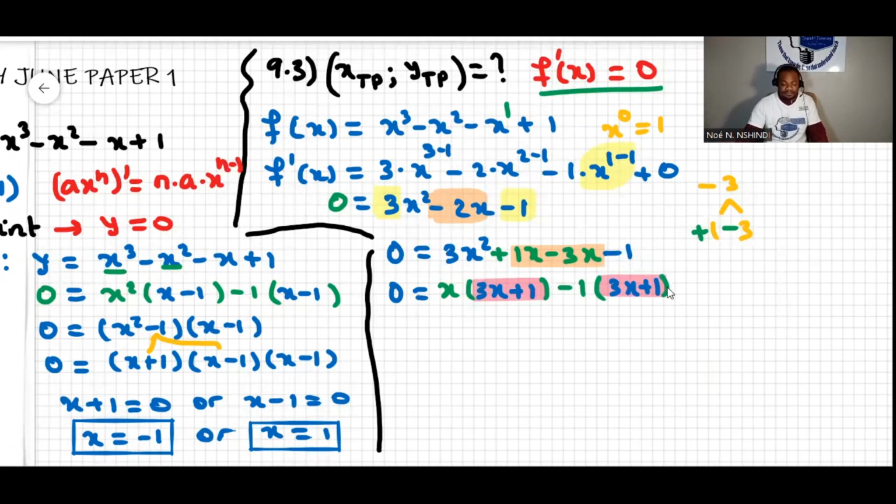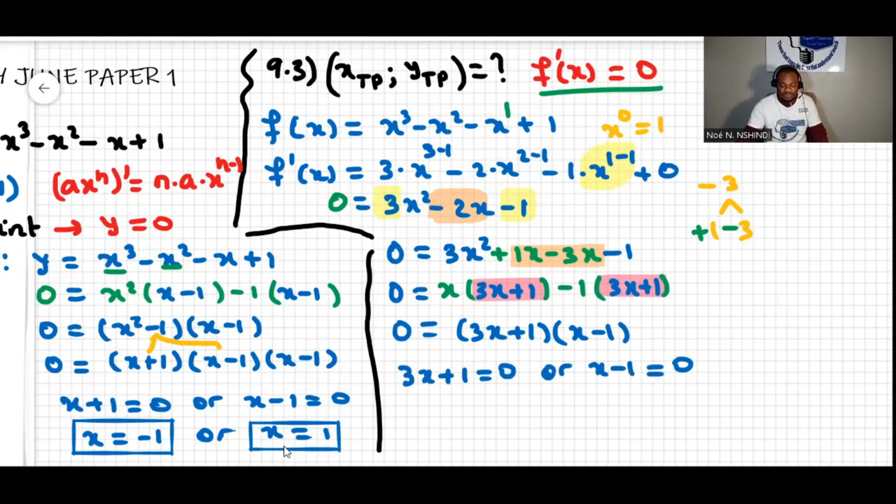Now that we got this common, we will say that 0 will be equal to 3x plus 1 and x minus 1. Now this means that 3x plus 1 equals 0, or x minus 1 equals 0. Then if I move the 1 over, that makes 3x equal to negative 1, and dividing both sides by 3, that makes x equal to negative 1/3, or x is just 1. Now those are the x coordinates of the turning points.